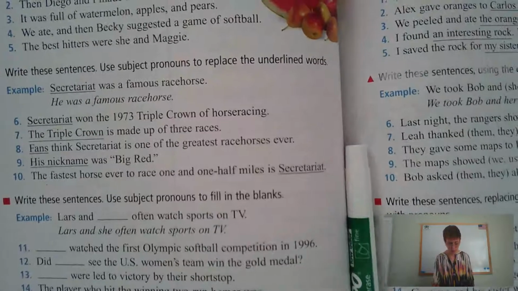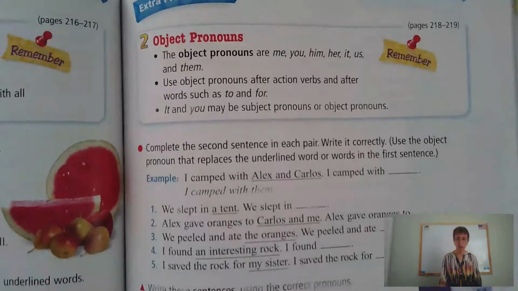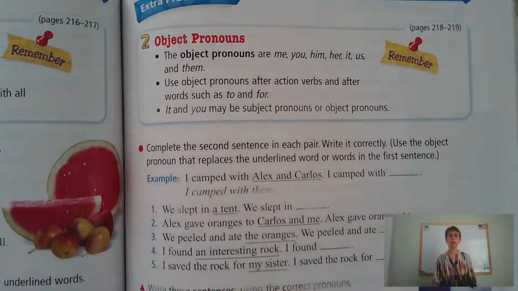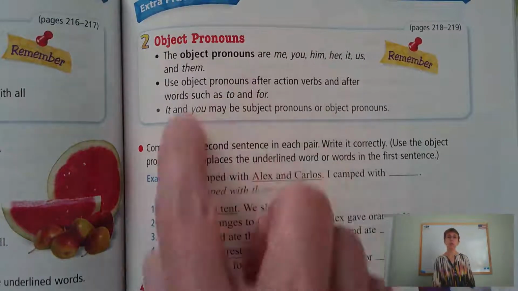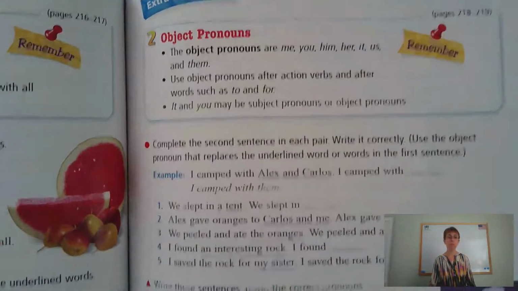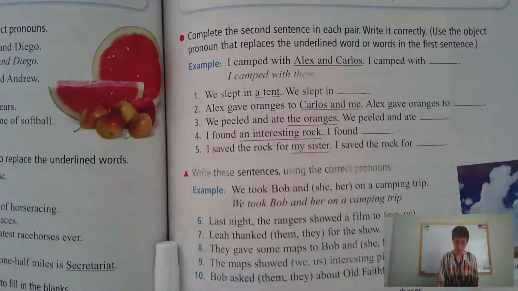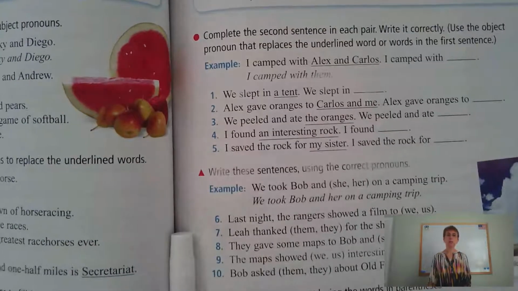All right, and then today I want you to work on page 239. It's page 239, object pronouns. And you know, always at the top of the page, they review what the skill was and how to use it. And then you're going to work on numbers 1 through 15. So let's take a look.